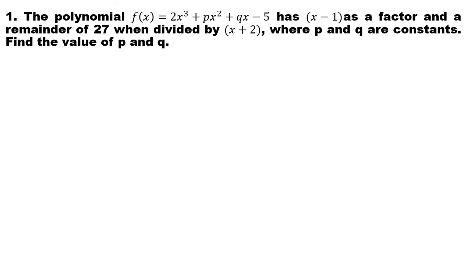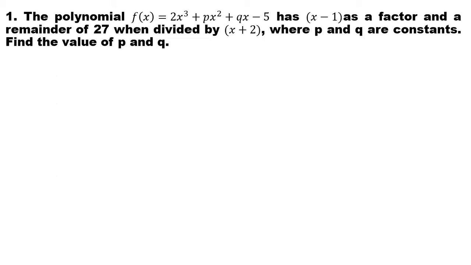My first question is on polynomial, and I have my polynomial f of x to be 2x cubed plus px squared plus qx minus 5, and it has x minus 1 as a factor. X minus 1 being a factor means that if we divide the polynomial by x minus 1, we'll have no remainder. Okay, we have 0 remainder.